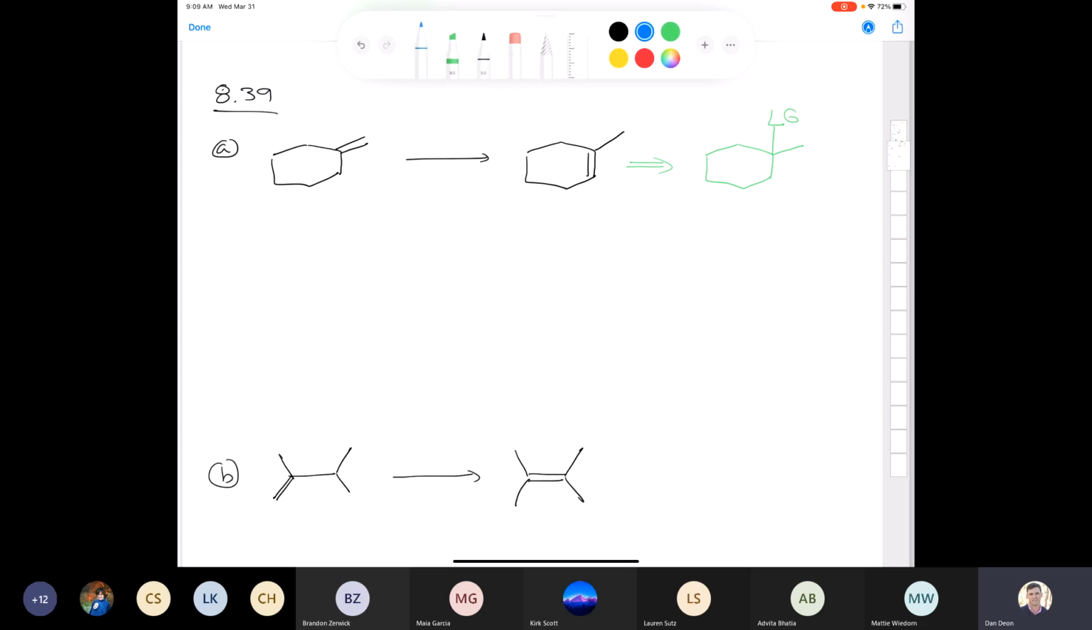If I had a good leaving group, then I could take a base like sodium ethoxide and I could just abstract that proton and make that compound, right? Using something like sodium ethoxide. So how would I put a good leaving group at this carbon? How do I put a good leaving group there?